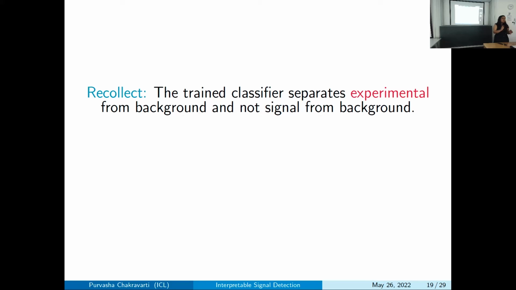Okay, so now I'm going to move into the interpretability part of things. Are there any questions from the first part? Okay. So far, recollect that we have used this classifier, but the classifier is doing experimental versus background, right? So it doesn't really know where the signal is, because it has this mixture of signal and background, and it has only the background, but it doesn't actually know how to recognize signal itself, right? And so now the question is, if your classifier finds something, or even if it doesn't find something, how do you know what it is doing, right?